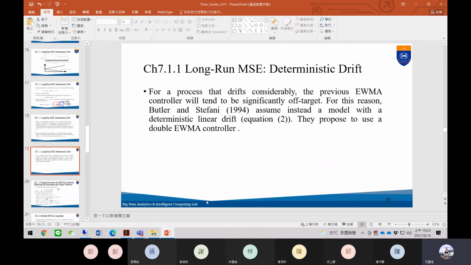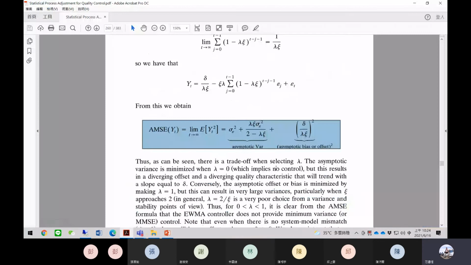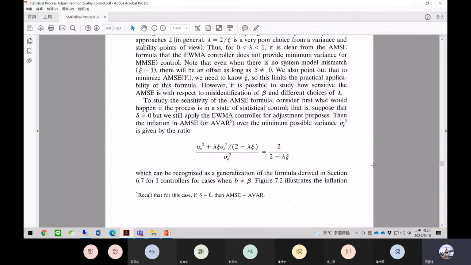So for a process that drifts considerably, the previous EWMA controller will tend to be significantly off target. For this reason, Butler and Stefani in 1994 presented and advocated instead a model with a deterministic linear drift in equation 2. They proposed to use a double EWMA controller, like this.